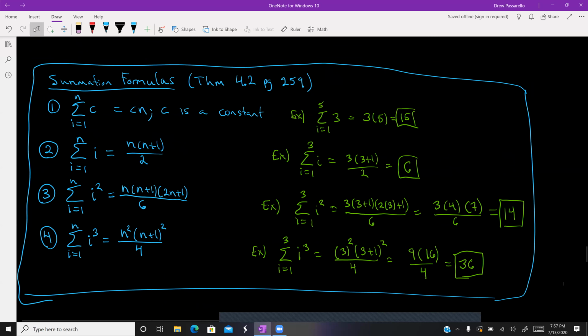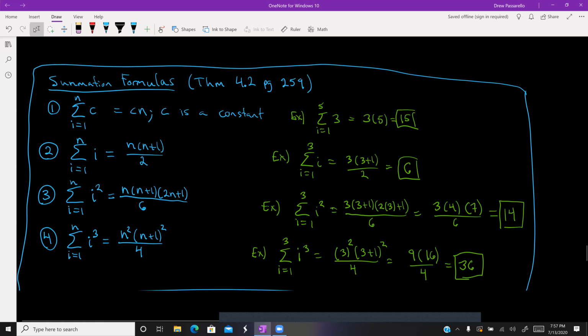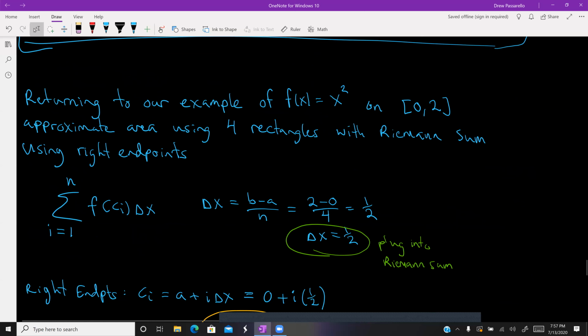All right, so I would write these summation formulas down. You might use one or two of these in examples later on in future videos. Now I'm going to apply these summation formulas along with this general information about Riemann sum to our recurring example of f of x equals x squared.